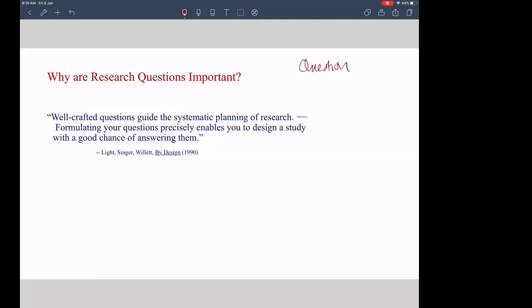On that basis, you actually plan how the research will follow. So formulating your question precisely, there should not be ifs and buts. It precisely enables you to design a study with a good chance of answering it. If you answer the question, in most cases the answer is yes or no, right? Is any disease in a particular group, or is something more common in Karachi, yes or no? This is the kind of thing you are looking for.